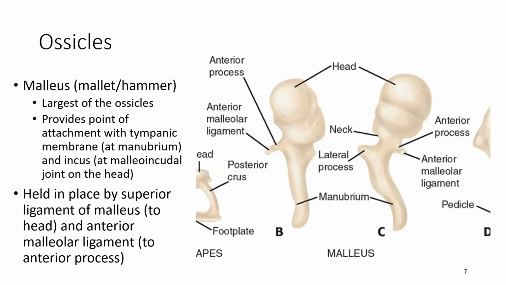The first ossicle is called the malleus, I guess because it looks a little bit like a mallet or a hammer. It's the largest of these 3 small bones. It's got a point of attachment with the tympanic membrane at the process known as the manubrium. And it also has a point of attachment with the incus at a location called the malleoincudal joint on the head of the malleus.